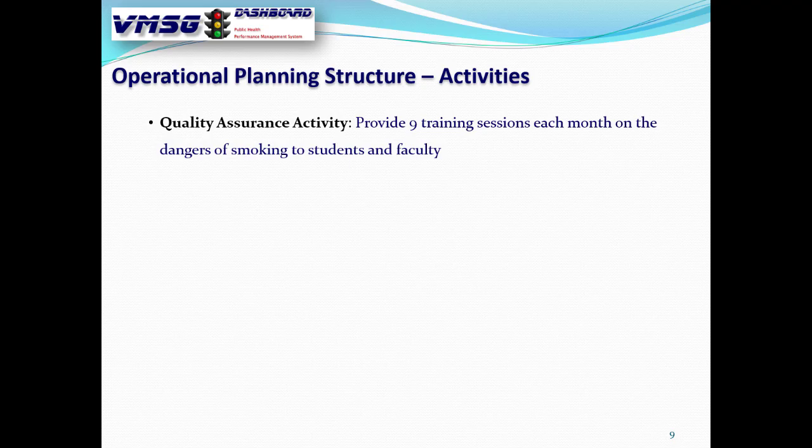In this example, we'll provide 9 training sessions each month on the dangers of smoking to students and faculty. We'll set the green light to a target quantity of 9 sessions per month. This means that if we provide 9 or more sessions per month, the traffic light will automatically be set to green. We'll set the red light to a target quantity of 6 sessions per month, meaning that if we only do 6 sessions or less per month, the light will be set to red. If we do more than 6 and less than 9 sessions, the light will be yellow.